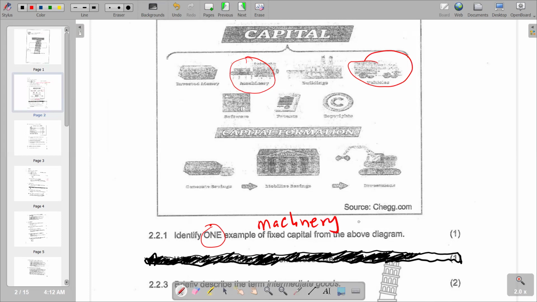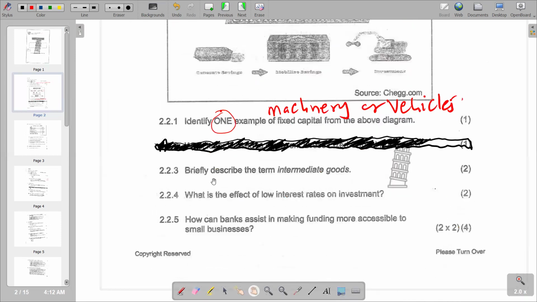And also you can also include vehicles. So this is what we have on this part. And then you go to the next part of the question. Briefly describe the term intermediate goods. So basically, intermediate goods are goods that are used as inputs for the production of other goods. So basically, that's intermediate goods.